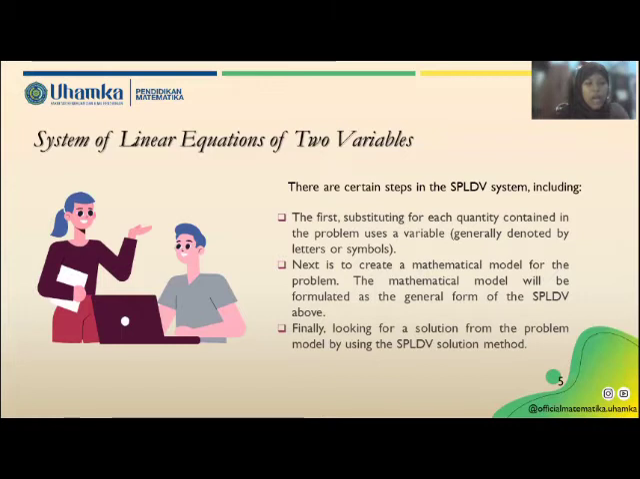The third, I will explain about solving the system of linear equations of two variables. Before solving a system of two variable equations, we must know the steps that must be considered when solving SPLDV. The first step is substituting each quantity contained in the problem with a variable, generally denoted by letters or symbols. Next is to create a mathematical model for the problem. The mathematical model will be formulated as the general form of the SPLDV above. Finally, look for a solution from the problem model by using the SPLDV solution method.